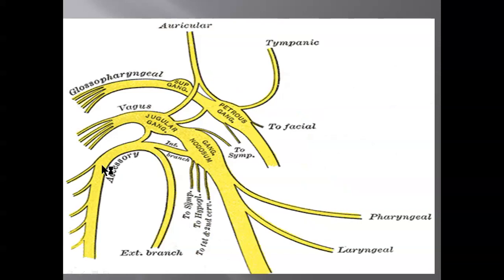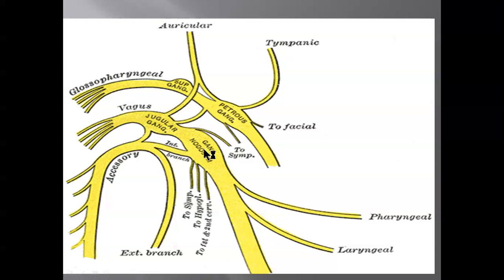Again, this diagram is showing the same thing. We have the different spinal roots of your accessory nerve, and here we have the cranial root from the medulla oblongata, both of them making a single accessory nerve, getting united in the jugular foramen. And after exiting the jugular foramen, the accessory nerve gives an internal branch and an external branch.